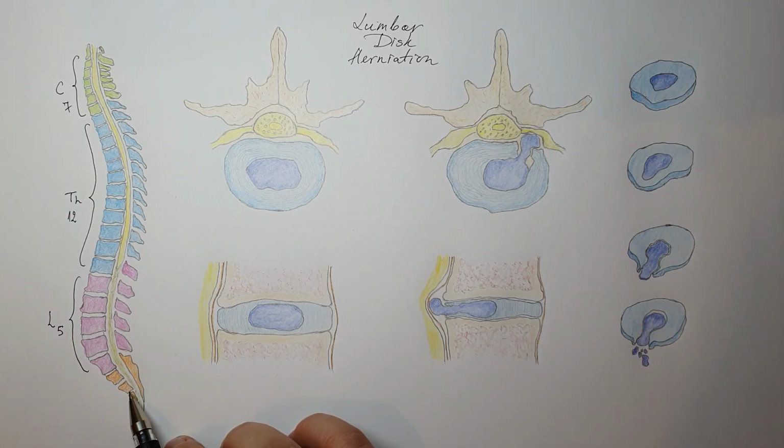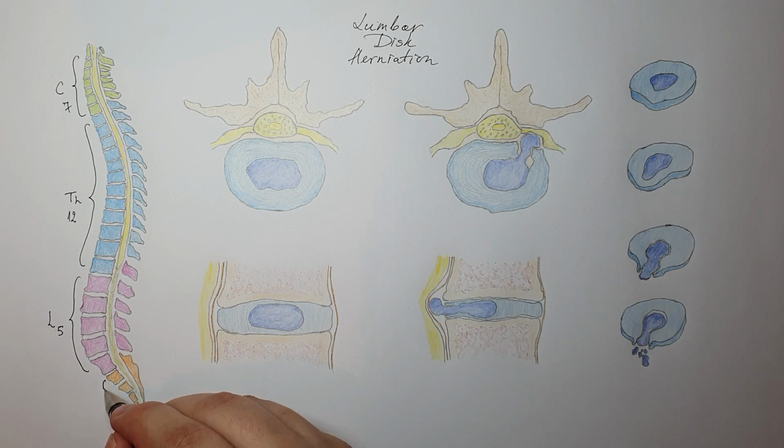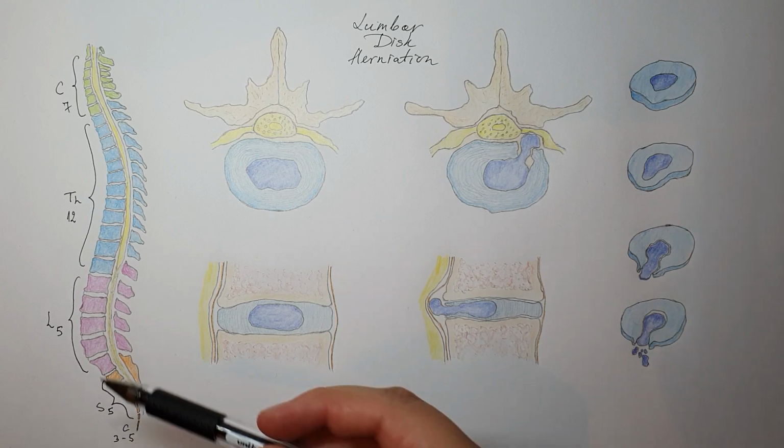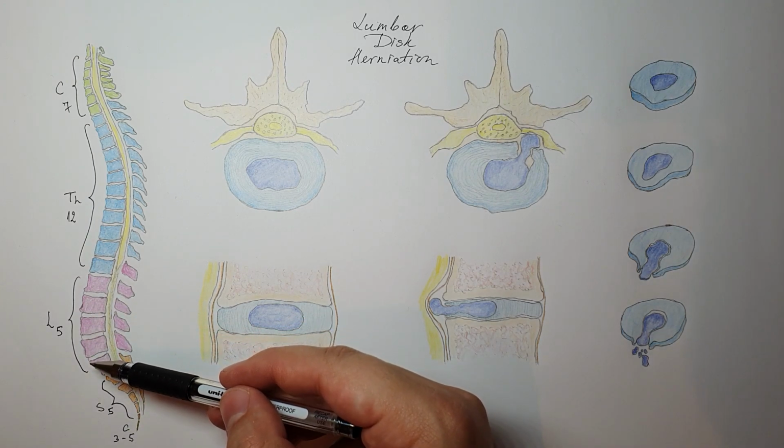Then we have the sacrum. The sacrum is also vertebrae but fused, basically 5 fused vertebrae. And last but not least, the coccygeal bone, which is also 3 to 5 fused vertebrae. So about 34 vertebrae altogether. But for the purpose of this video, we want to analyze the lumbar vertebrae.